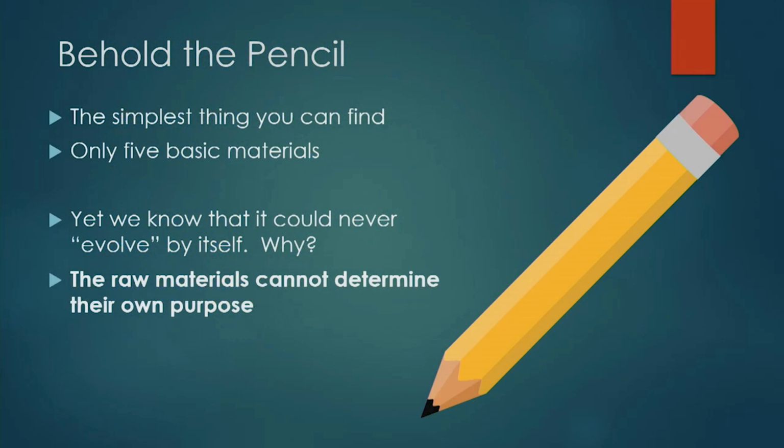Now, what if we took all the raw materials, put them in a pile, your wood, your paint, your graphite, your metal, and your rubber, and add 1,000,000 years? Is it possible for it to come up with a pencil then? And the answer is no. But why is it no? Why is the answer no? Because the raw materials cannot determine their own purpose.